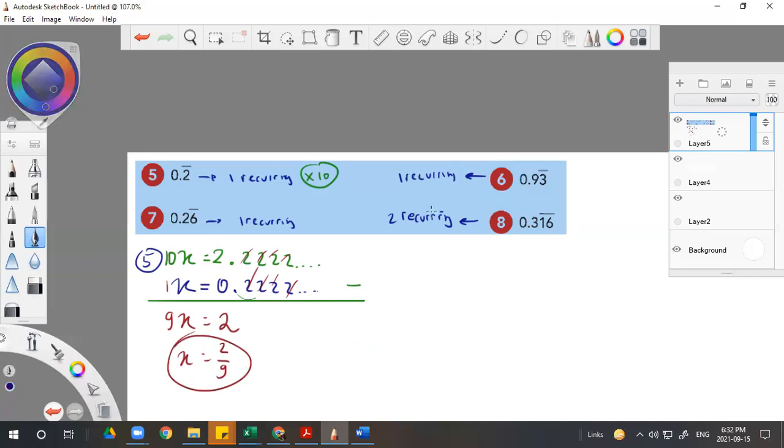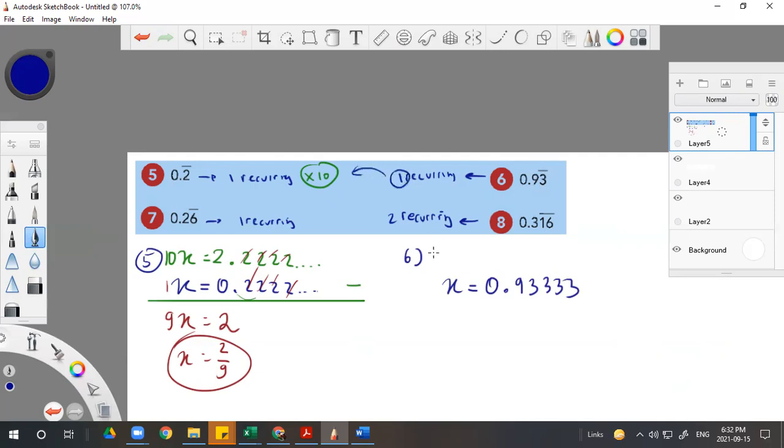How about number 6? 0. I put a bit on the bottom part. 0.93333. The recurring number is only the 3. And you put this as an x. And then what to do next is try to multiply by 10, right? Because it's one recurring, only 10 power 1. So 10x equals, the point will be moved to the right side. So 9.3333, and so on. Okay. Any questions so far?